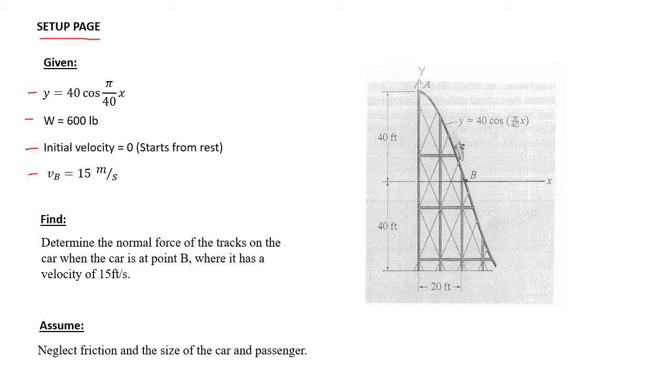They want us to determine the normal force of the tracks on the car when we're at point B over here, where it has a velocity that's known as 15 feet per second. We're making the assumption that there's no friction and we're neglecting the size of the car and passenger. So again, here's our point A at the top up here. There's our Y direction. There's our X direction there. Here is the distance between A and B horizontally, distance between the ground and B, distance between B and A vertically.